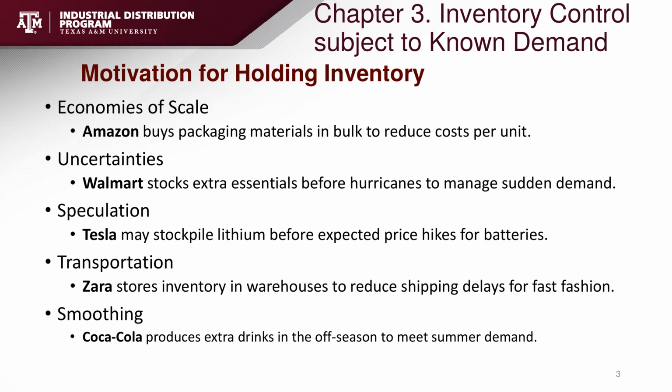The book also mentions control costs. Sometimes it's actually cheaper to hold a larger batch of inexpensive items than to pay a worker to constantly monitor and reorder small amounts. Then there's speculation, stockpiling resources if you expect prices to skyrocket, and transportation or pipeline inventories, which are necessary when you have long lead times, like shipping oil from the Middle East. And of course, smoothing. We produce extra in the winter just to meet peak summer demand basically, without having to radically change our production rates or workforce.